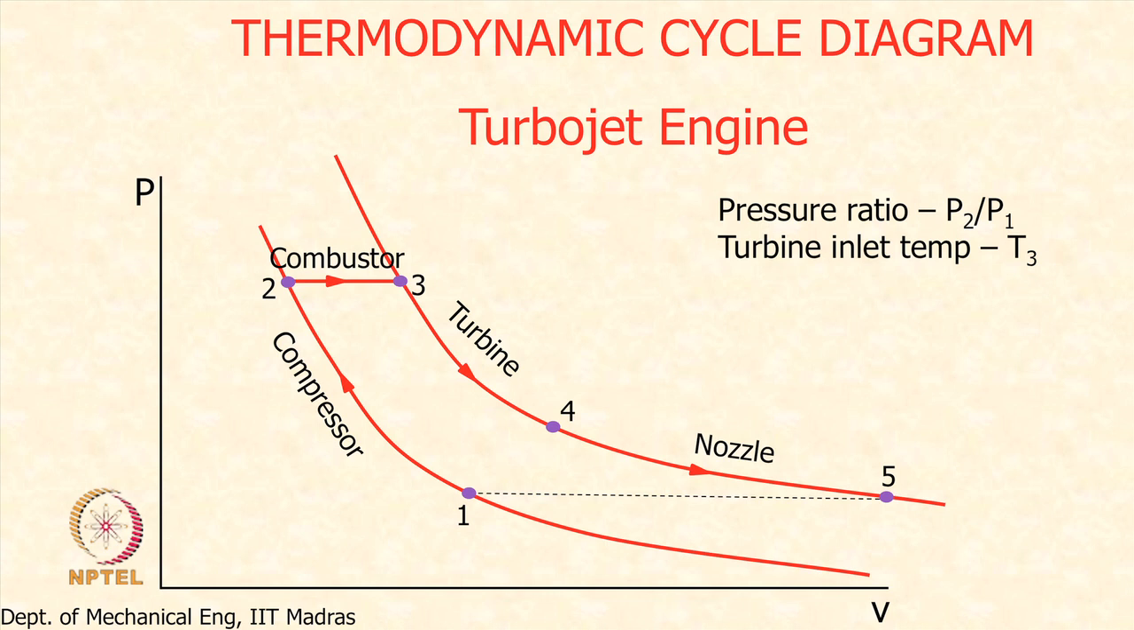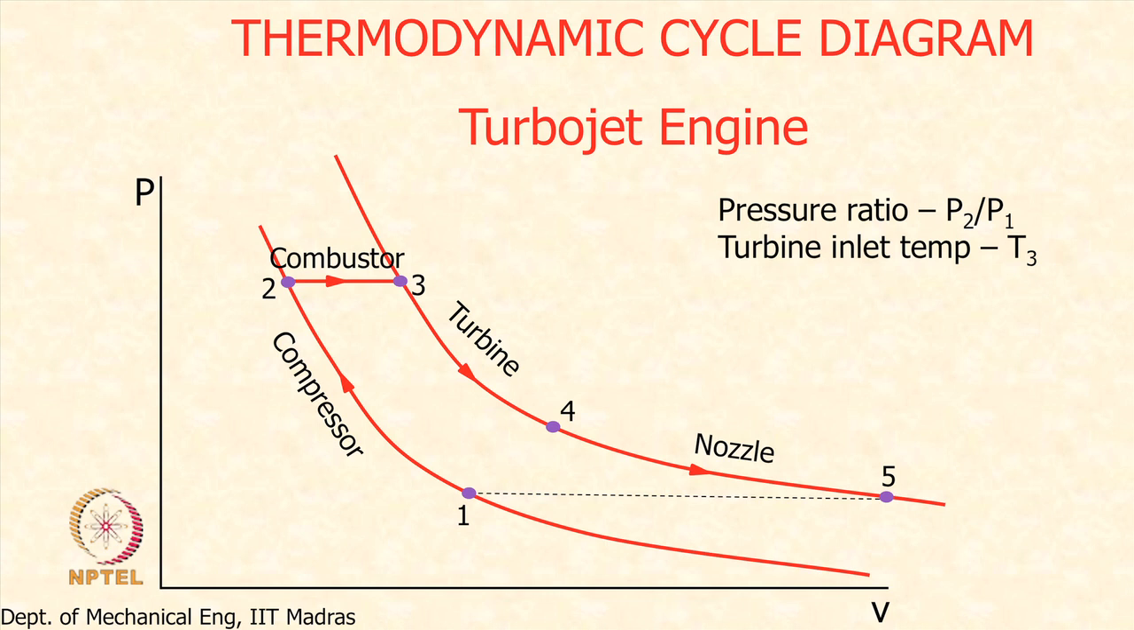Important parameters for a turbojet engine are the pressure ratio P2 over P1 and the turbine inlet temperature T3. These are the only adjustable parameters in the cycle. These are the quantities we can adjust, and depending upon the values for these quantities, we get different values of thrust and different sizes for the engine and so on. These are the two important operating parameters for the engine. Once you fix these, everything else is fixed.